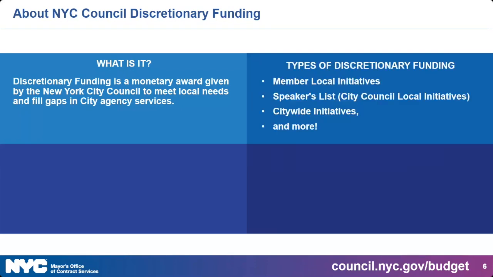There are several categories of discretionary funding used by the City Council. Each serves different purposes. For example, there's member local initiatives. These are when each member of the council receives an annual amount to meet the local needs in the member's district, known as local initiatives. City Council local initiatives, often referred to as the Speaker's List, is funding allocated directly from the Speaker or members that request that the Speaker fund an organization whose scope of services exceeds their individual ability to fund, or which serves a larger geographical area.